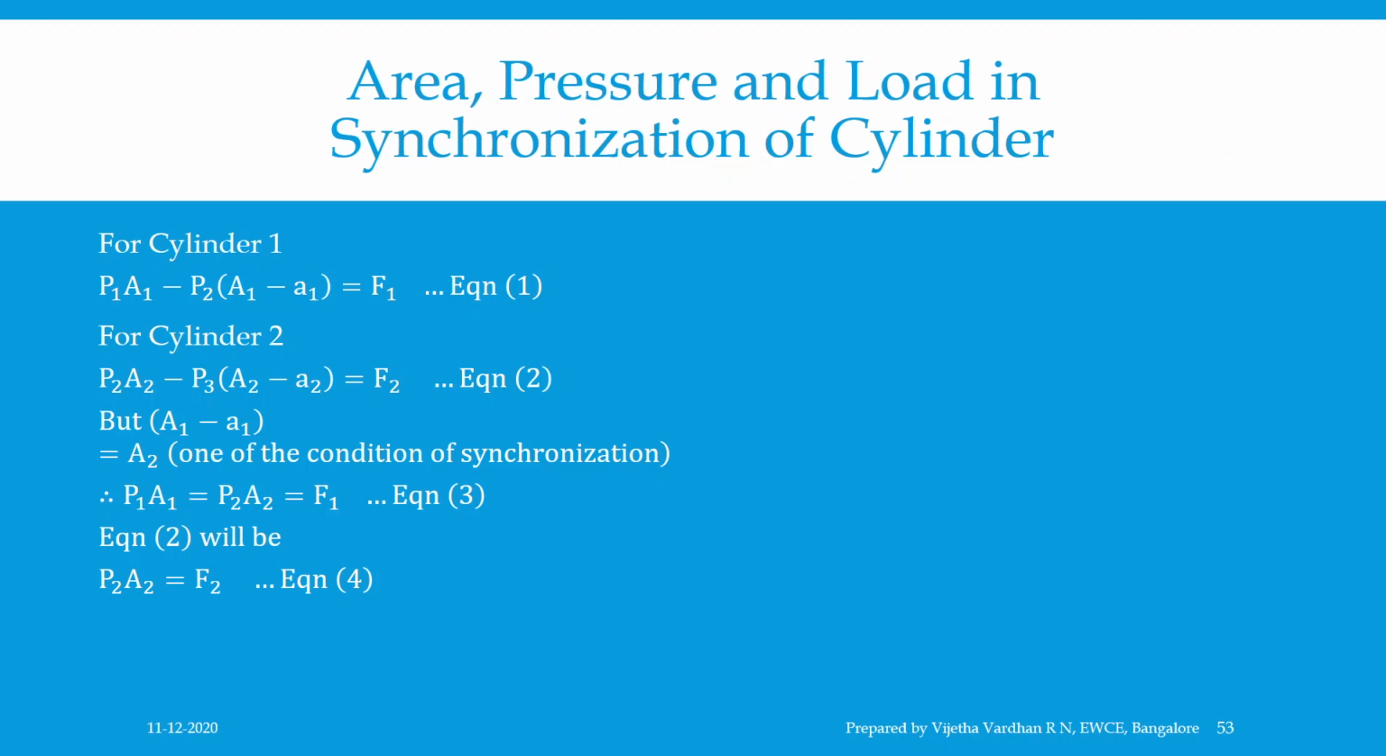P2A2 equal to F2. Then adding equations 2 and 3 we get P1A1 equal to F1 plus F2, which when further simplified gives the pressure acting on cylinder 1 as F1 plus F2 divided by A1. Similarly we can calculate F2 or even F1 and P1, etc. This is how we understand cylinder synchronization in series.